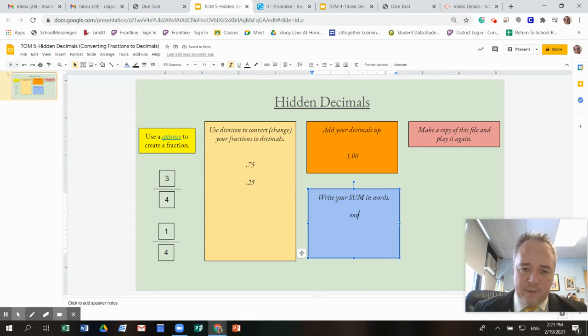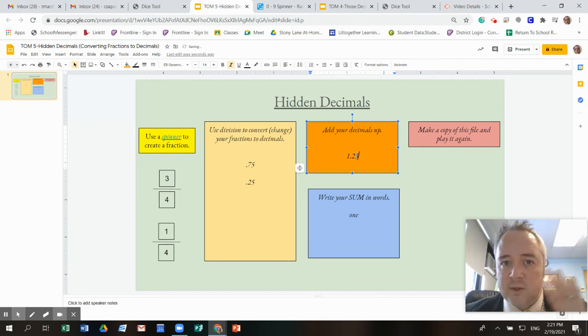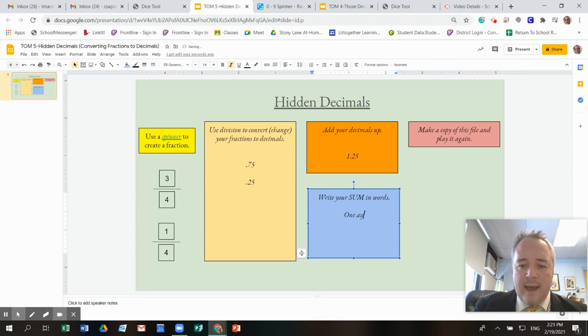But let's pretend that it was something a little more difficult. Let's say that it was 1.25. We're making that up. It's totally wrong. We're just making that up. So it'd say 1 and 25 hundredths. Okay. And there I got my answer. Now I make the copy of this file and I play it again.